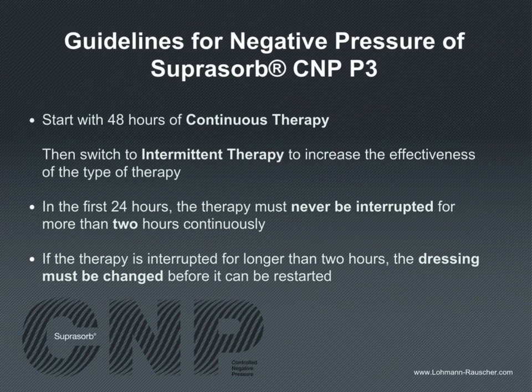These are some of the guidelines in using Suprasorb CNP P3 negative pressure wound therapy. Start with 48 hours of continuous therapy. Then switch to intermittent therapy to increase the effectiveness of the therapy. In the first 24 hours, the therapy must never be interrupted for more than 2 hours continuously. If the therapy is interrupted for longer than 2 hours, the dressing must be changed before it can be restarted to avoid peri-wound maceration.